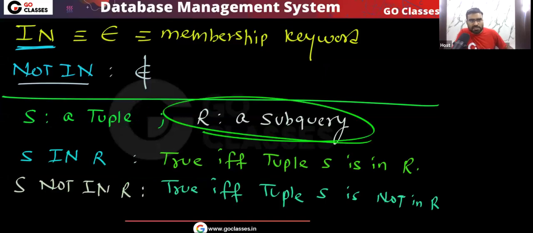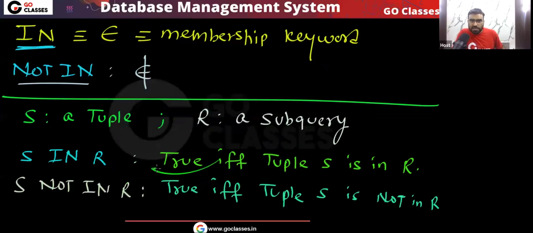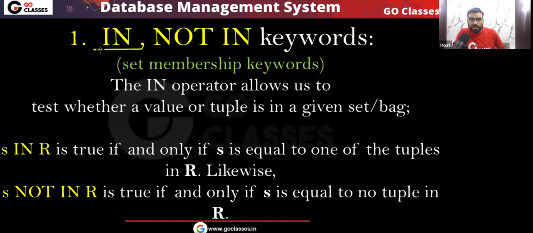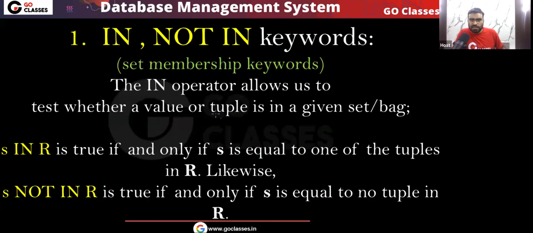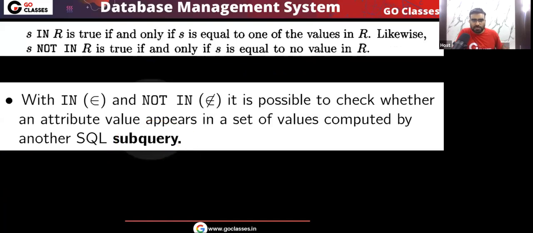So S is a tuple, R is a subquery. S in R means it will be true if tuple S is in R. S not in R is true if tuple S is not in R. Okay, are these simple points clear? Remember, in and not in are set membership keywords. Basically we want to check if a tuple is in a given set or in a given bag. S in R: we are checking whether this tuple S is in R or not. S not in R means this tuple is not in R. And R must be a subquery. Very simple. I hope this point is clear.